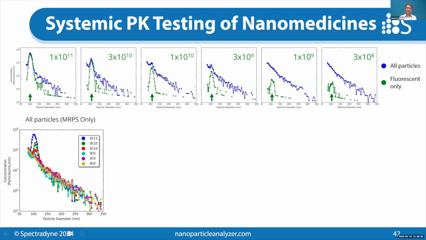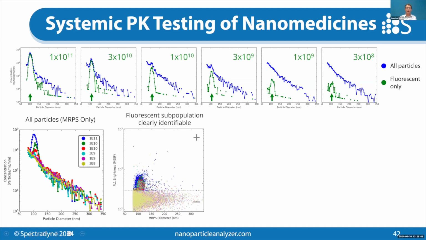So we can look at this data in a number of different ways. This shows the total particle size distribution of all the samples, and you can see this bump just kind of disappears at a low enough spike-in concentration. This is showing the brightness scatter plot like we've been looking at, for each of the samples. And you can see that the fluorescent subpopulation at 100 nanometers sticks out like a sore thumb in every one of them. It's very easy to identify these particles from the plasma background based on the fluorescence.